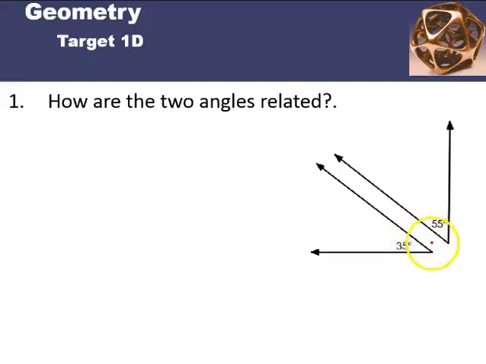First of all, they're not adjacent because they don't have a common vertex. Here's the vertex of this angle, and here's the vertex of that angle. That's not the same vertex, so they can't be adjacent. And for them to be a linear pair, linear pairs are adjacent, so these aren't a linear pair. So this is not adjacent and not a linear pair.